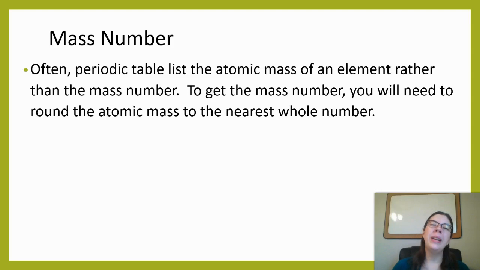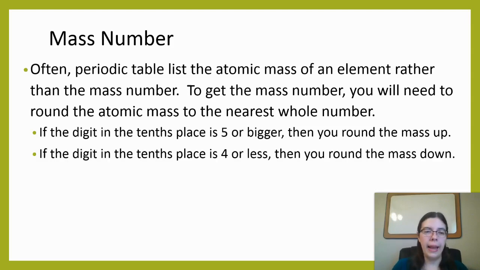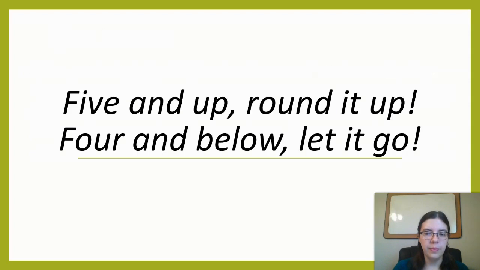So in order to get the mass number, we need to round those really weird numbers to the nearest whole number. So in this case, basic rounding rules apply. If the digit in the tenths place, so the one right after that decimal point, is 5 or bigger, we're going to round up the ones place to the next biggest number. If the digit in the tenths place is 4 or less, then we're just going to go ahead, chop it off, and leave the digit in the ones place alone. It will not change. So kind of a memory device to help with this. 5 and up, we round it up. 4 below, we let it go.